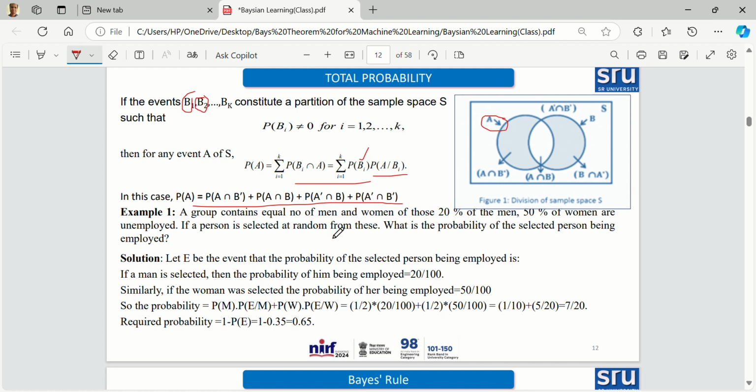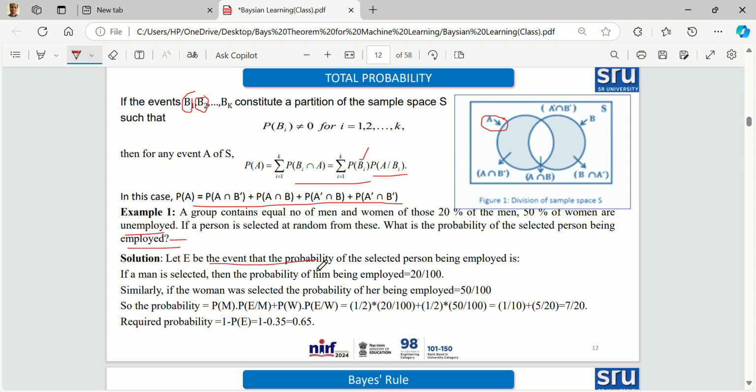Now, a group contains an equal number of men and women. Of those, 20% of the men and 50% of the women are unemployed. If a person is selected at random from these 20% men and 50% women, what is the probability of the selected person being employed? So our data is about unemployed, but you have to find whether he or she is employed or not.